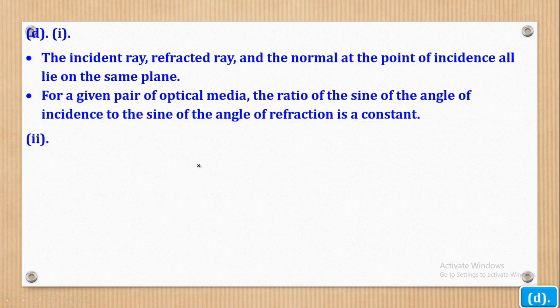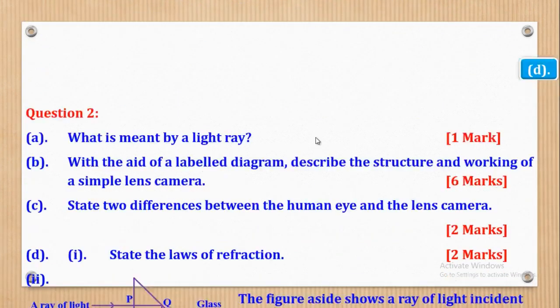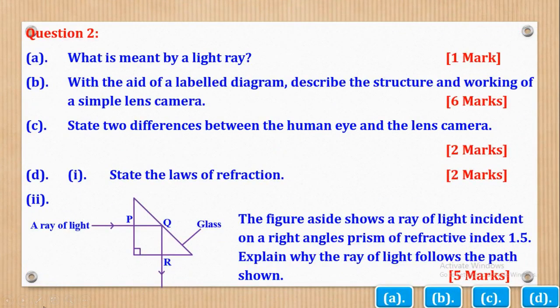Now I shall go to Roman 2. Roman 2 says, the figure aside shows a ray of light incident on a right angled prism. So this is not S, this is D. Right angled prism of refractive index 1.5. Explain why the ray of light follows the path shown. Why here it is undeviated, while here it is totally internally reflected, and here it is also undeviated. So they want you to explain that.